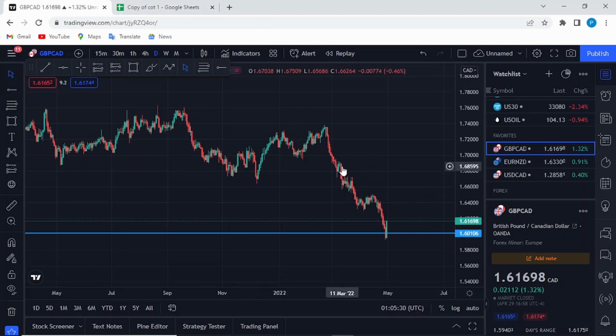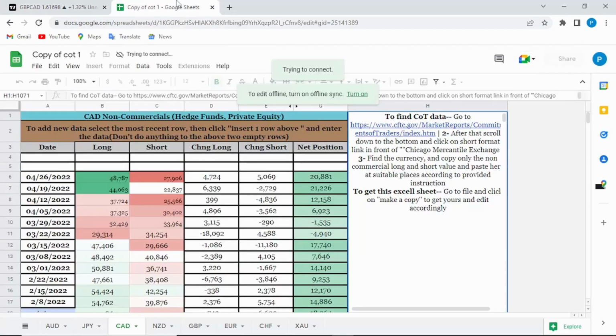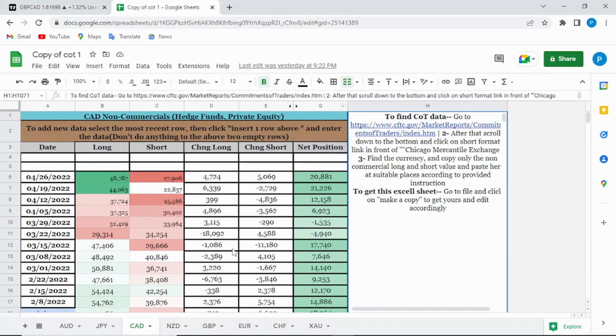So we use the COT data together with higher time frame analysis to determine the direction of the market, and then the entries on the 4 hour or the 1 hour. So let's get right into the COT data and see what's happening over there as well. So this is for the Canadian dollar right here.